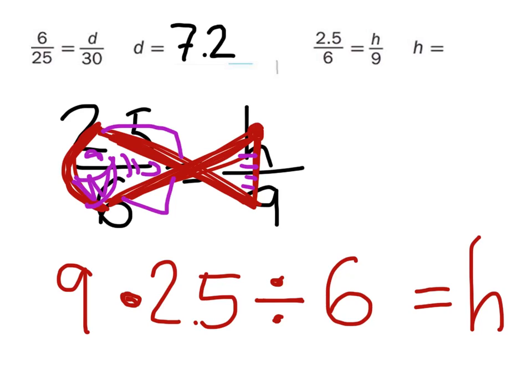Okay. What does this equal, King? 3.75. Yeah, 3.75? Yeah. So would you just write H equals 3.75? There you go. Yes, H equals 3.75. Very good.